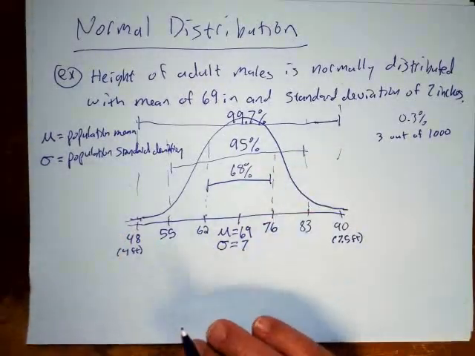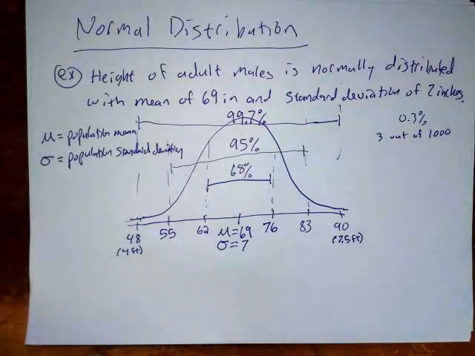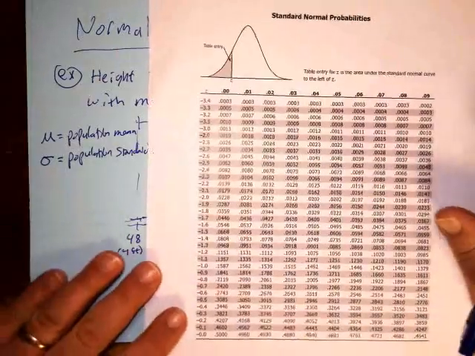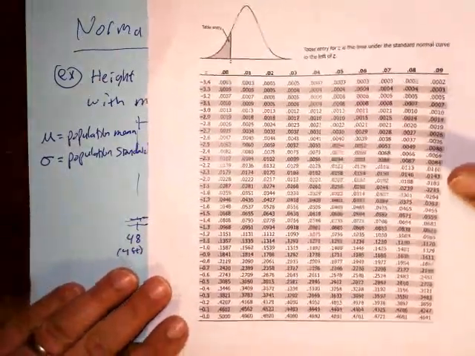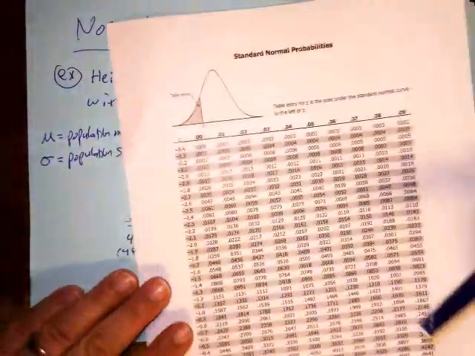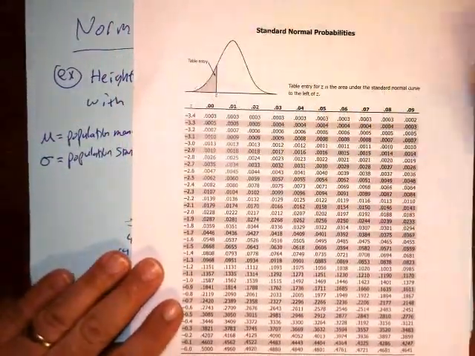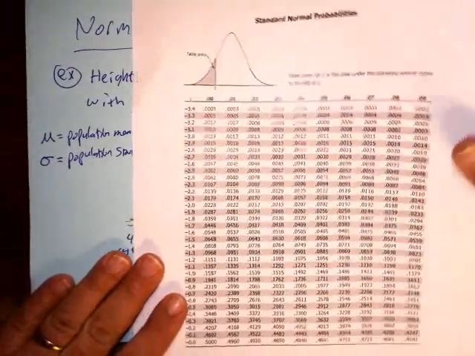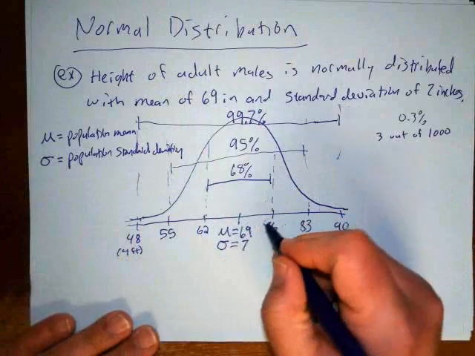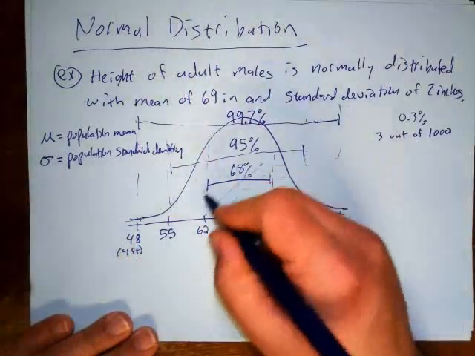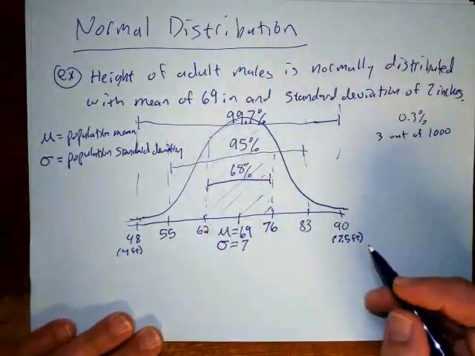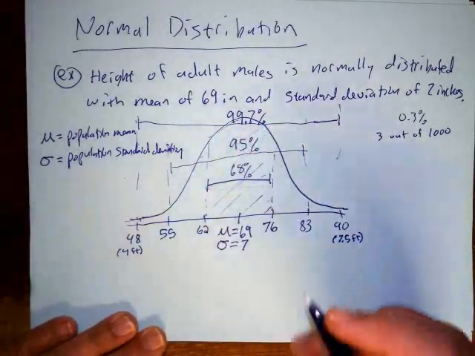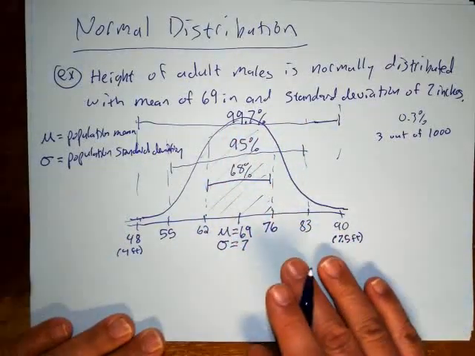Now, if you're wondering where these percentages come from, you can get them using this table, the standard normal table. We're going to learn how to use this table in the next video. What it does is give you the area underneath the curve. For example, within 1 standard deviation, this is a certain portion of the area. If I shade it, that's a certain percentage of all of the area.